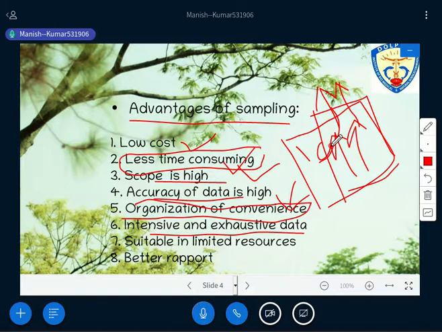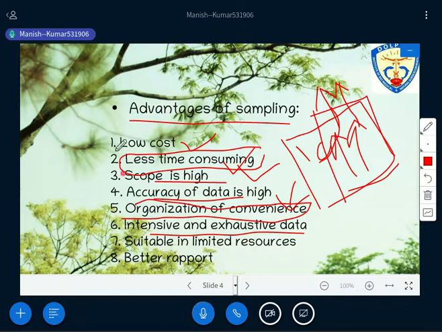But if the number of trees is less, for example, rather than going for 1,000 or 10,000 trees, you are just taking a 10% sample, so it may be 100 trees, for example. If it is 100 trees, you are able to collect more and more detailed data of each individual tree. Have you got that? So that is intensive and exhaustive data. Have you understood this concept here? Right? Because you are doing all this measurement or observation activity on a limited number of trees.